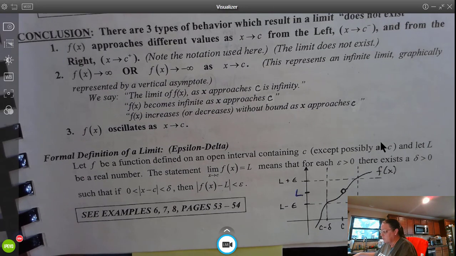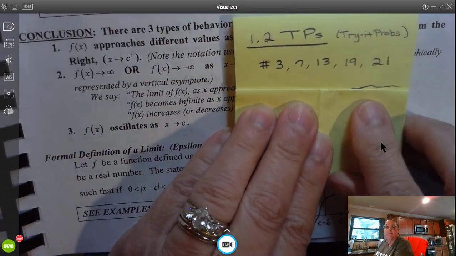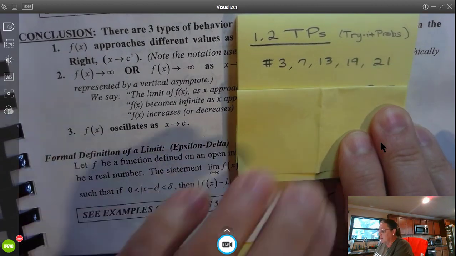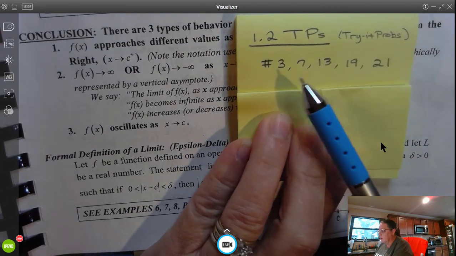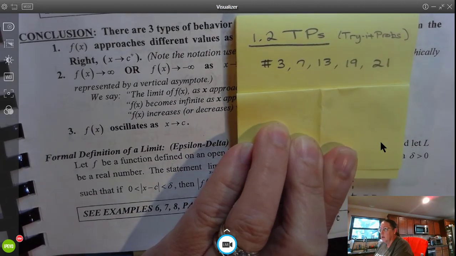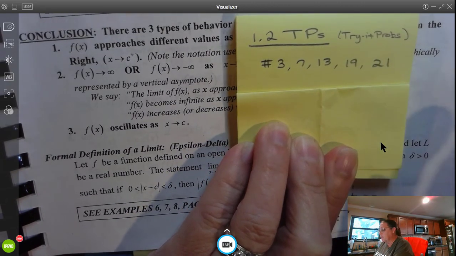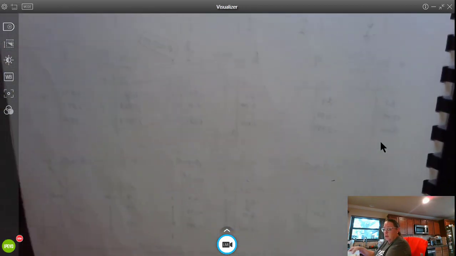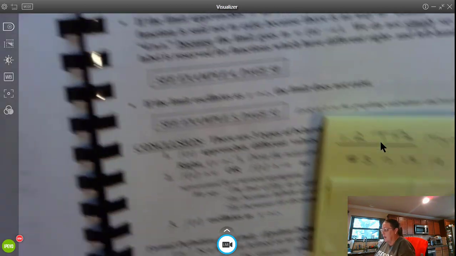Now, at the end of each video, there will be TPs. These are try it problems. And after you've watched the video, you will go try those problems. And you're going to write them down. Most people in previous years have just written it on the blank page of the lecture manual. And you're going to try it and write it down.